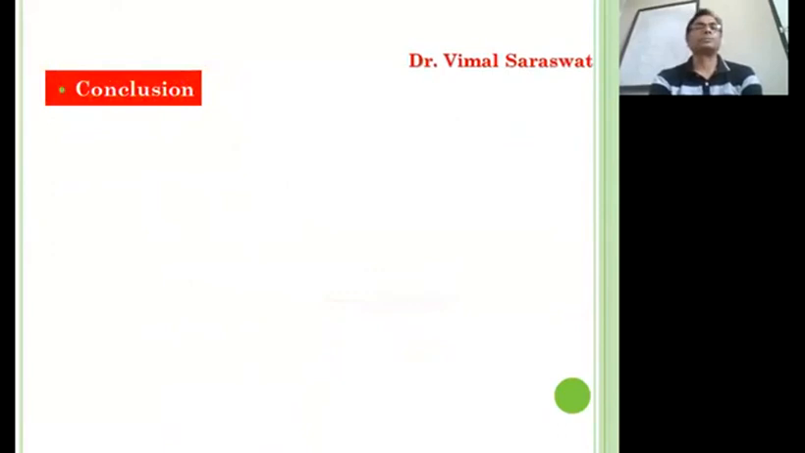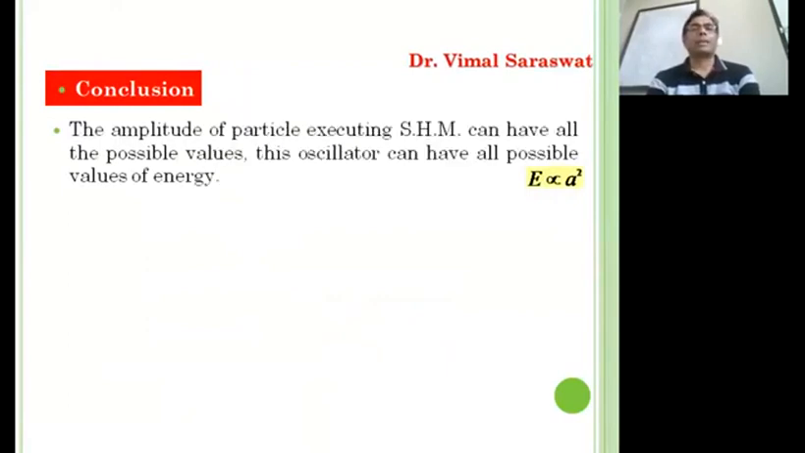Now conclusion. Since E is directly proportional to a square, also the amplitude of particle executing simple harmonic motion can have all the possible values. It means the value of A can be anything. So this oscillator can have all possible values of energy, because A can have any value and E is directly proportional to A square. So all the possible values of energy can be possible.